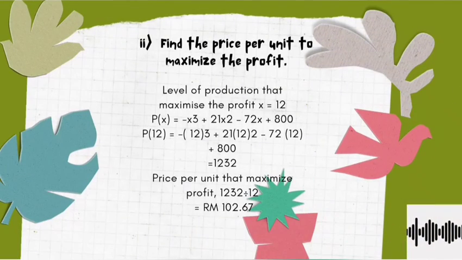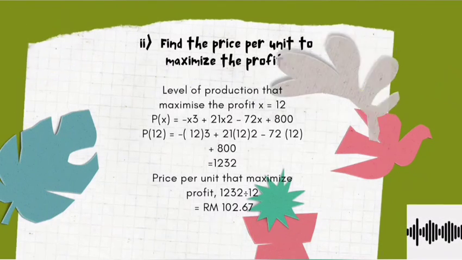For question 1C Roman 2, to find the price per unit that maximizes profit, we can use back the level of production which will maximize the profit, which is 12, insert it into the profit function and divide by 12, and we will get the price per unit that maximizes the profit, which is RM102167.